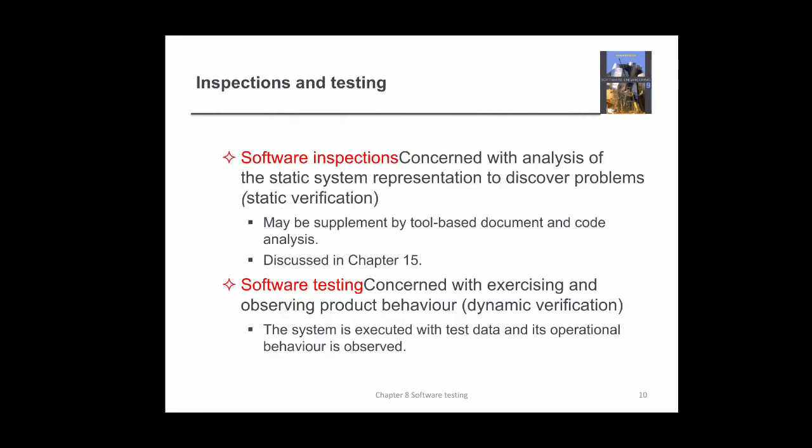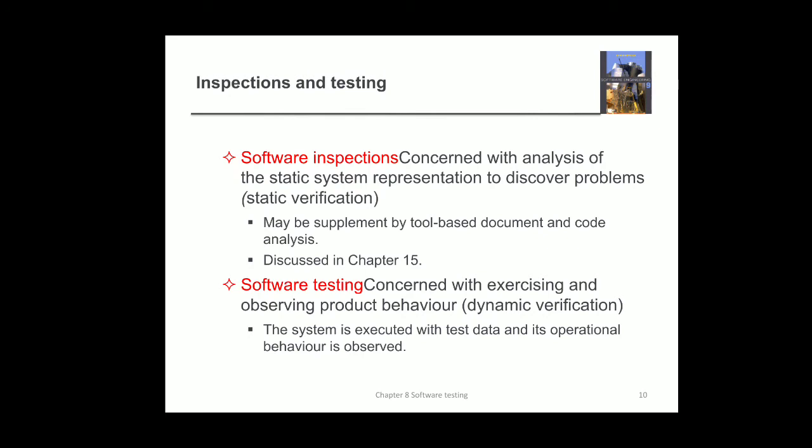Then we will see about inspection and testing. What do you mean by inspection and what do you mean by software testing? Software inspection is concerned with analysis of the static system representation to discover problems which are static in nature. There are so many things that are static in nature, which can be checked properly if you go with an inspection process. If you go with the testing process, then there is something that will be missed. We'll be seeing that in the next slide.